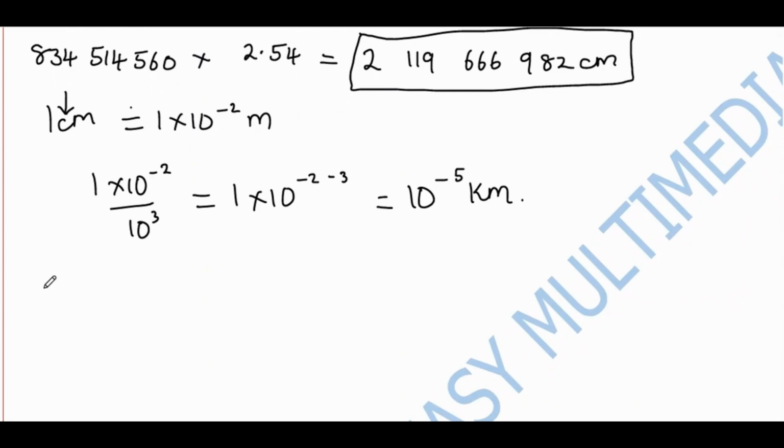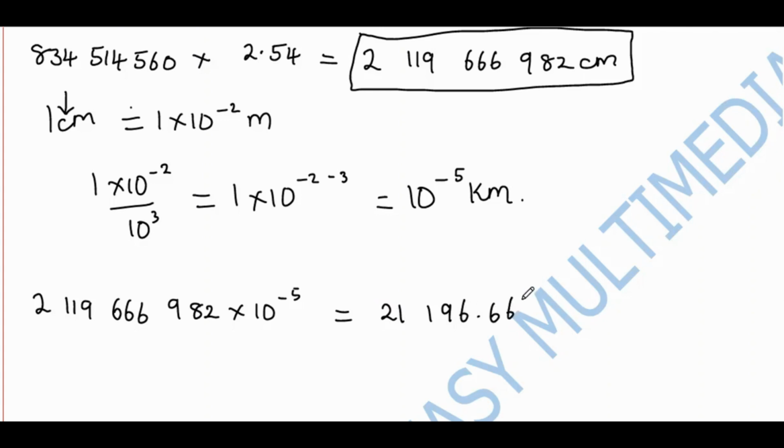So the answer here becomes 2,119,666,982 times 10 raised to power negative 5. Now the solution is already in kilometer. I can leave the answer in two decimal places as 21,196.66 kilometers. And now I can write this in standard form.